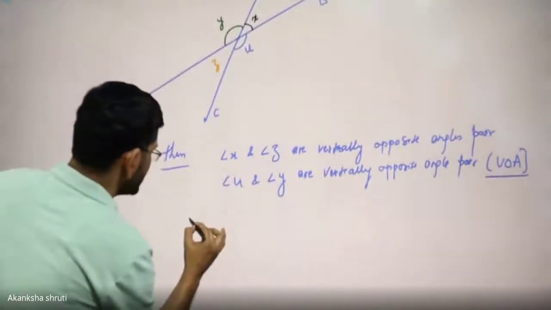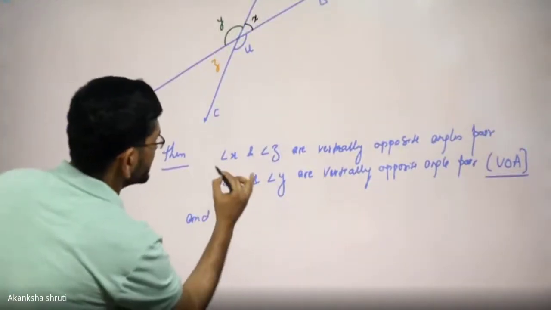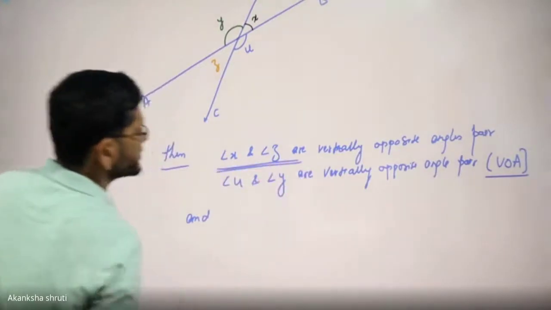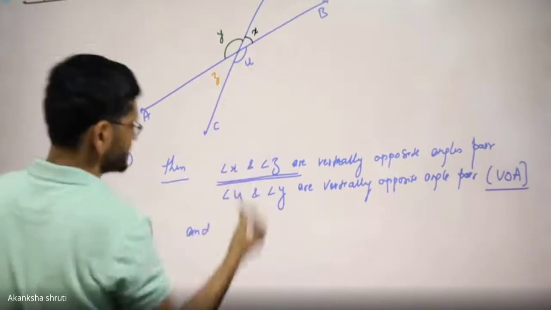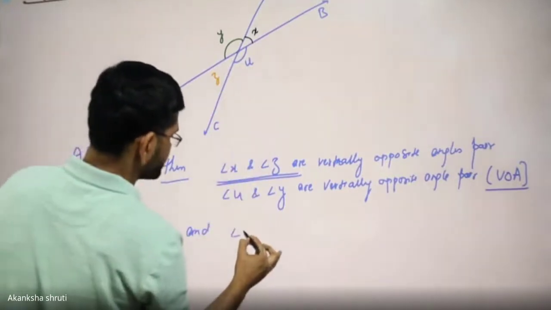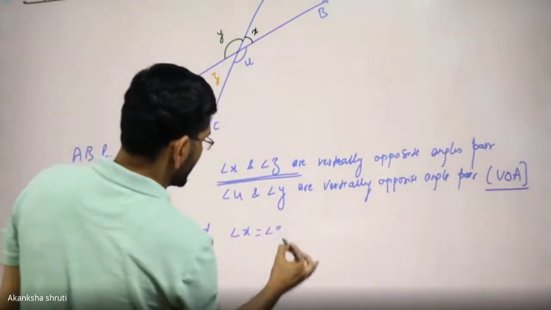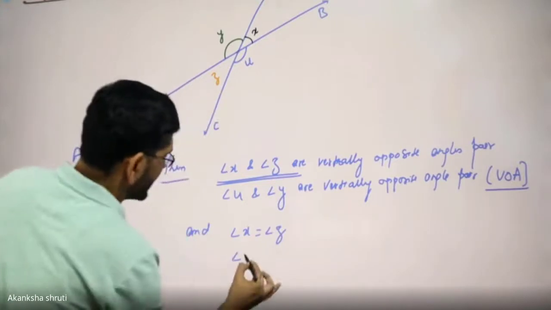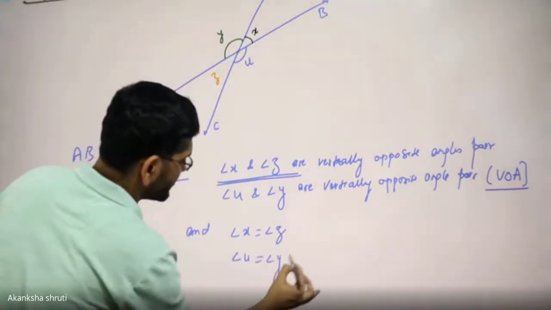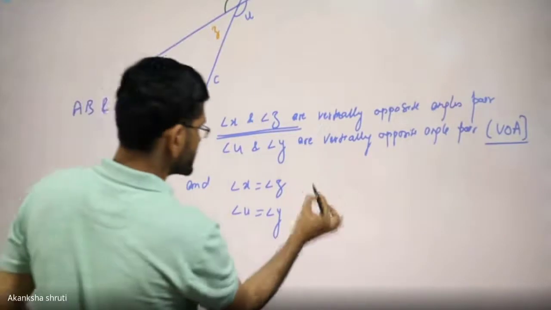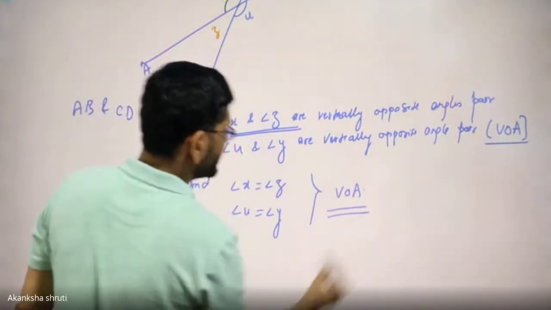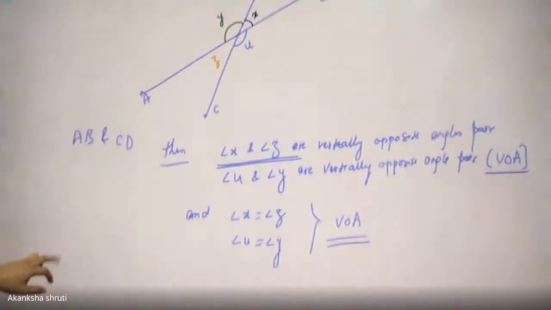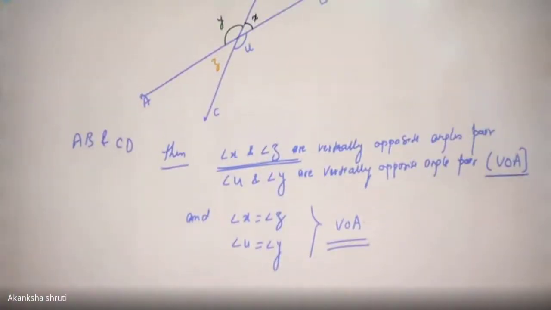Therefore, we can write that whatever vertically opposite pair they are forming, like one is this, another is this one, they are equal. Angle X equals angle Z and angle U equals angle Y. So this is written as vertically opposite angles and they are equal. Students, we can prove this. Even the proof is very easy.